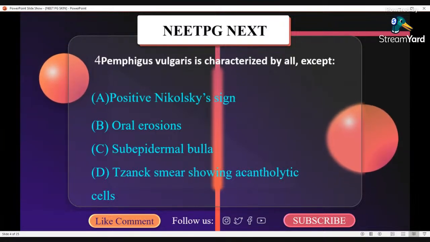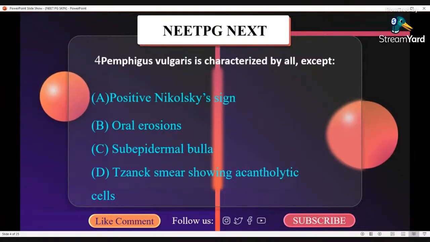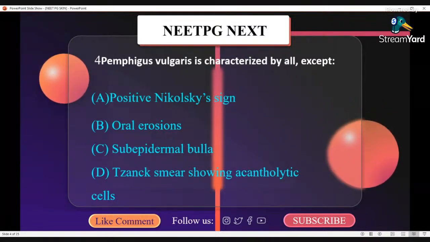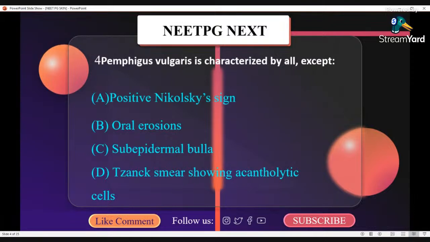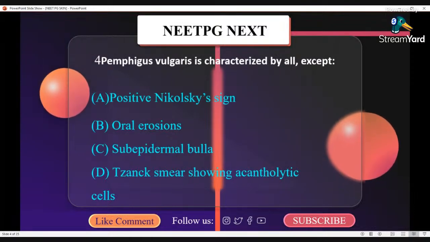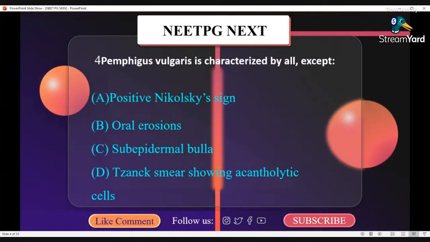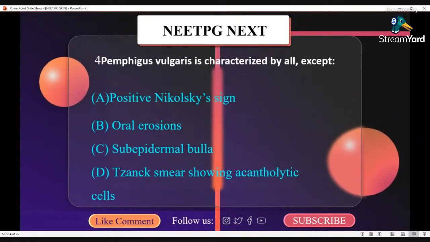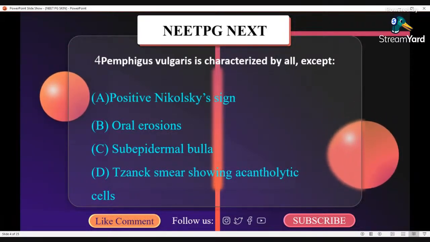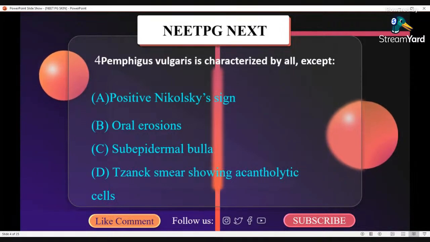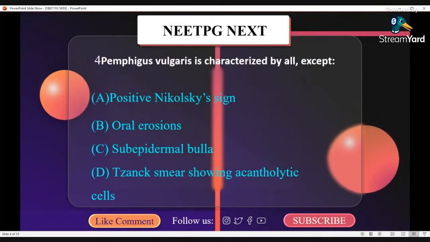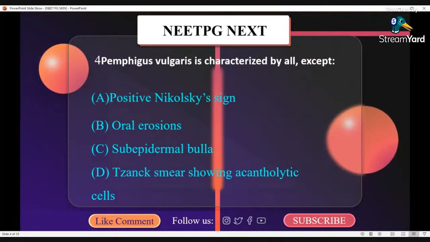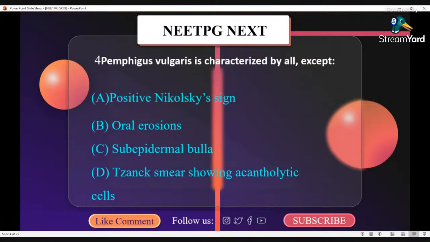Now, how do you diagnose it? Positive Nikolsky sign is there. Then you can do a Tzanck smear. On Tzanck smear, you can see a rounded nucleated keratinocyte formed due to antibody-mediated damage to cell adhesion molecules. So, in pemphigus vulgaris, there is no subepidermal bulla. It is an intraepidermal bulla.